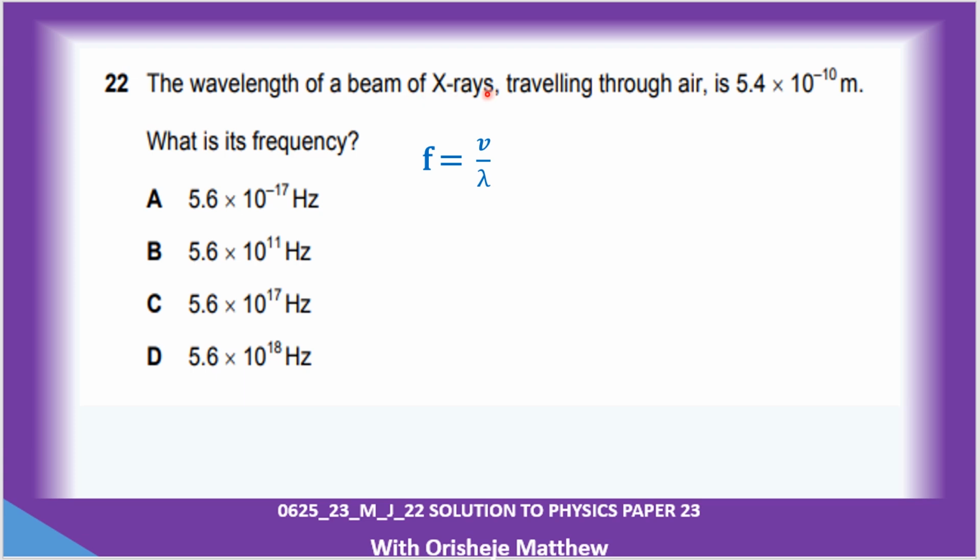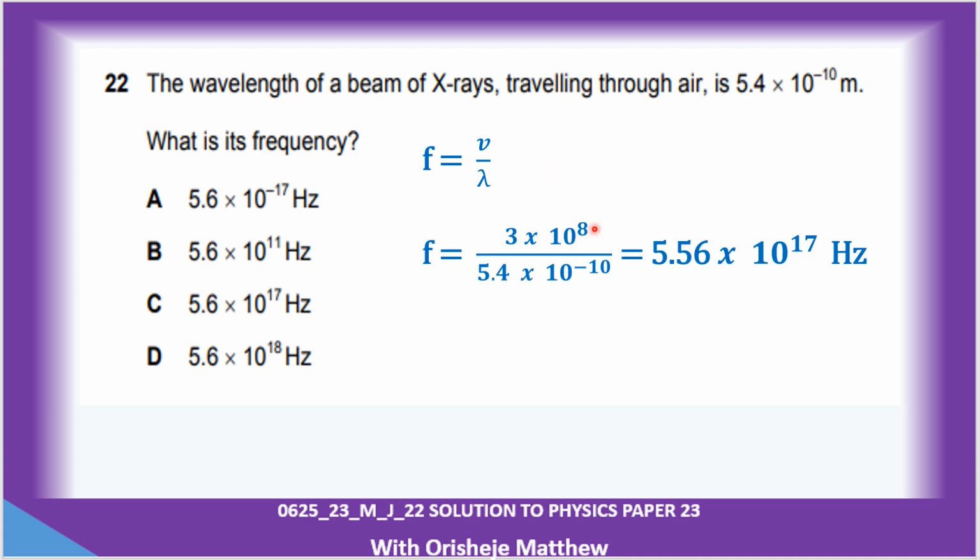X-ray is an electromagnetic radiation. So all electromagnetic waves travel at the speed of light, which is 300 million meters per second. So that will be 3 times 10 raised to the power 8 meters per second divided by 5.4 times 10 raised to the power minus 10. So that will give me 5.56 times 10 raised to the power 17 Hz. So your answer is C.